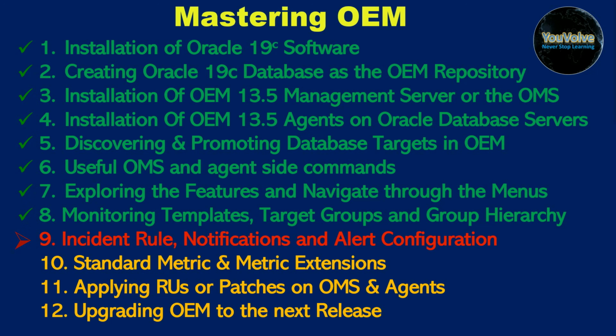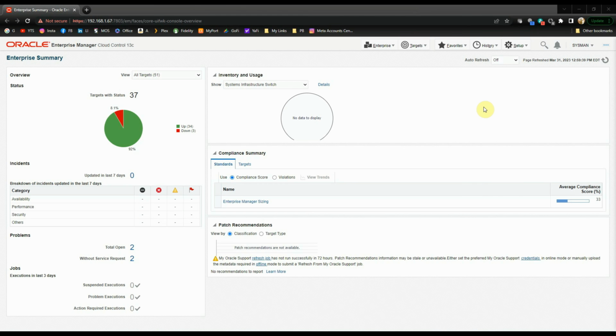So today's main topic is about configuring incident rules, notification and alerts. As a prerequisite, we must first understand a few things like metric collection and settings, monitoring template, and the target groupings. I have explained all these areas in detail in the last tutorial. Again, if you have not watched the previous tutorial in this series, I suggest you watch that first to get a better understanding of today's tutorial.